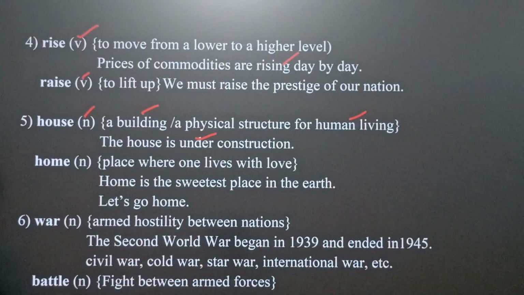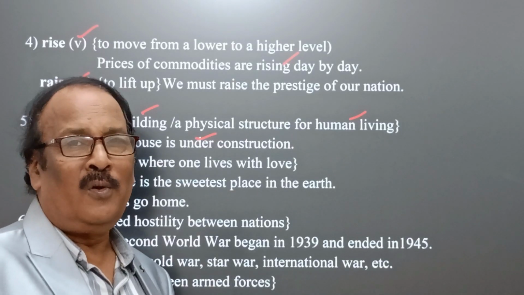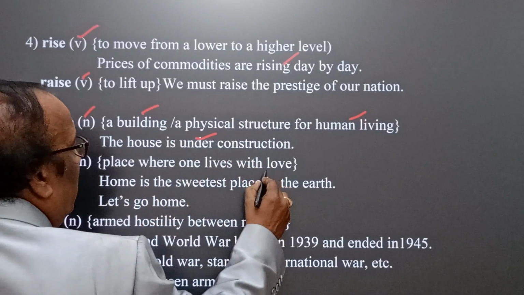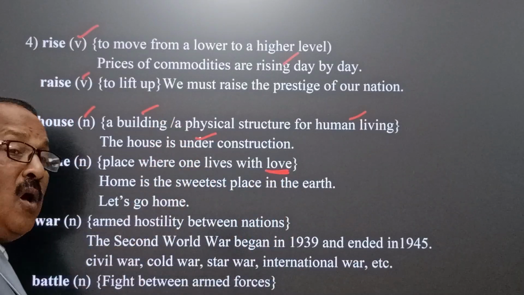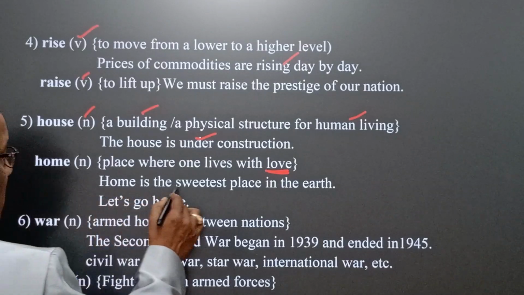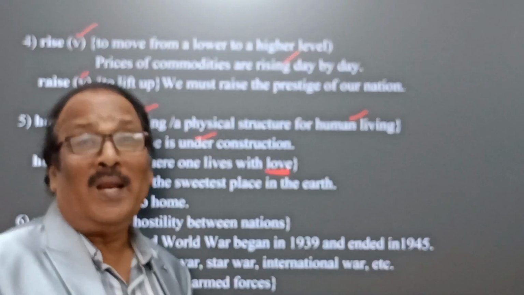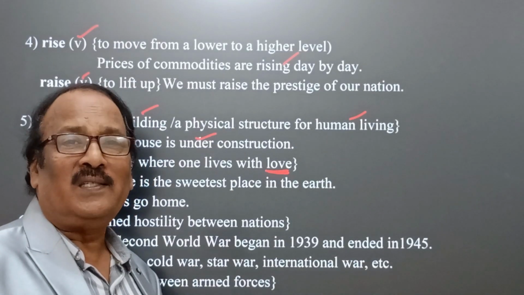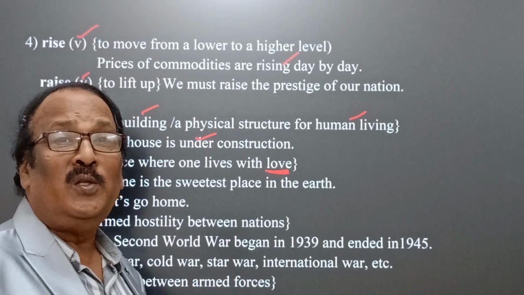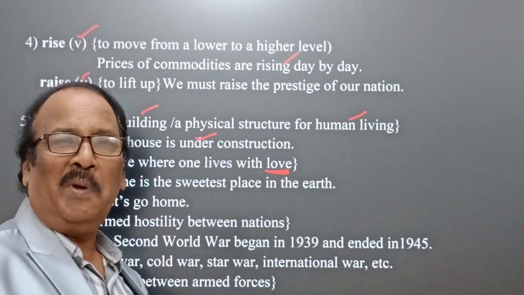But home is something different. Home is not a synonym of house. Home is a place where one lives with love. This is the difference between house and home. Next, the idea: home is the sweetest place on earth. Nowhere can one find a better place than home. East or west, home is the best.